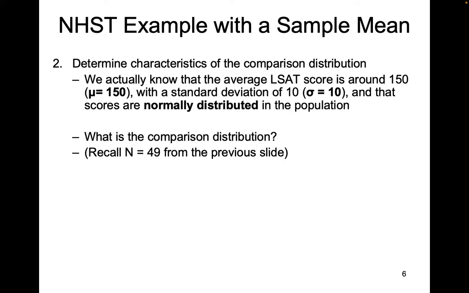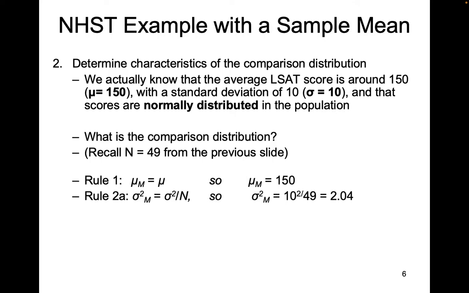I'm just pointing out here that we need to recall that our sample size from the previous slide was 49 people. There's 49 people that do our test prep class. So a distribution of means follows these 3 rules. Rule 1 is that the mean of the distribution of means is equal to the mean of the population. So we can say that mu sub m is 150.